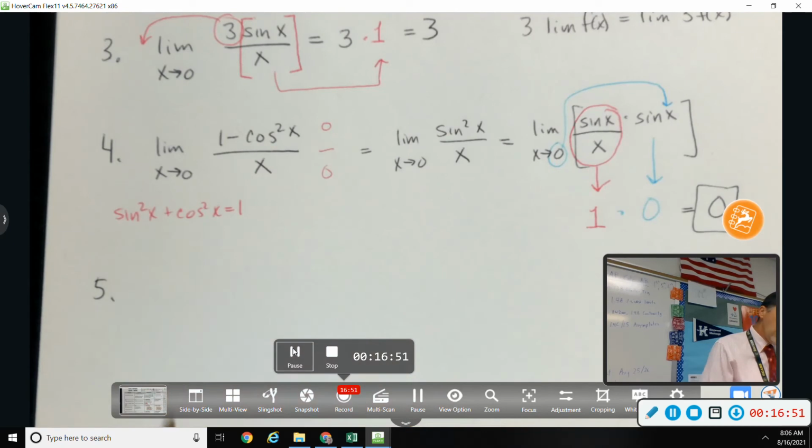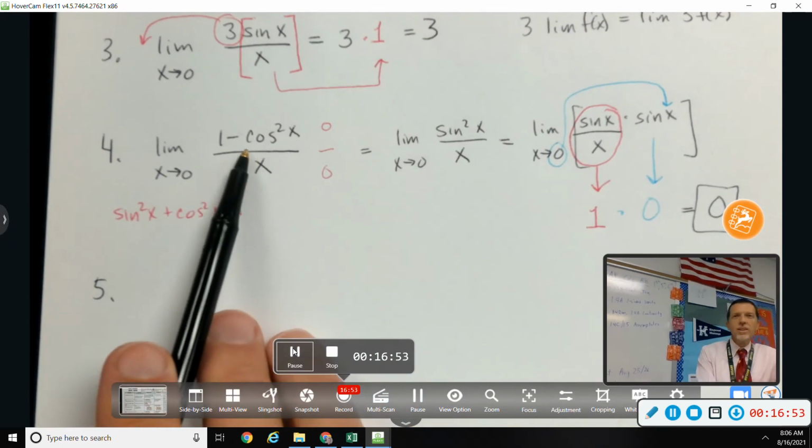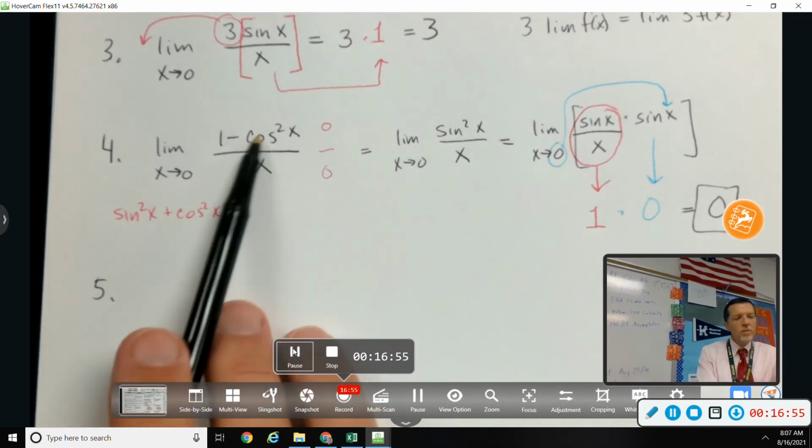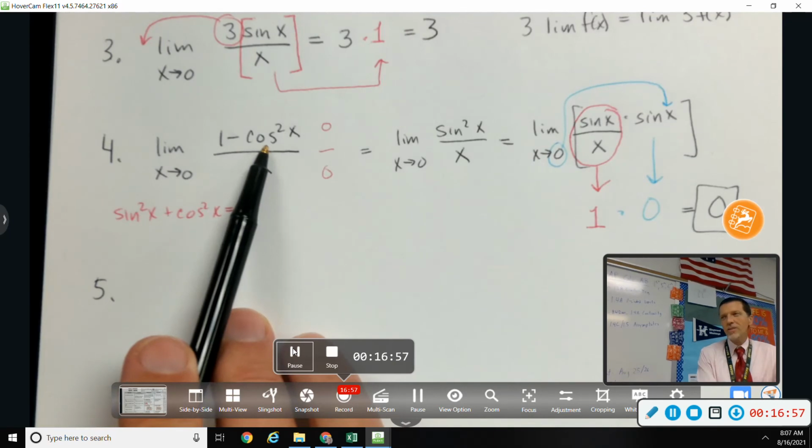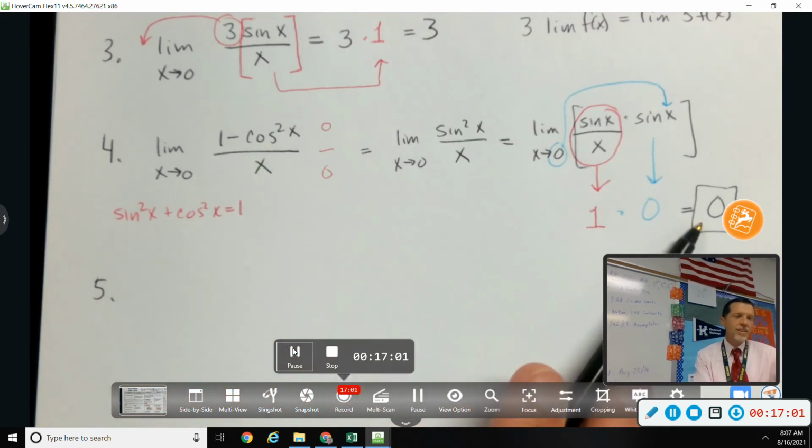By the way, there's other ways to work this. Like if you see 1 minus cosine squared and you'd rather factor it as 1 plus cosine and 1 minus cosine, you eventually get to the same answer. Different way, but you get there.